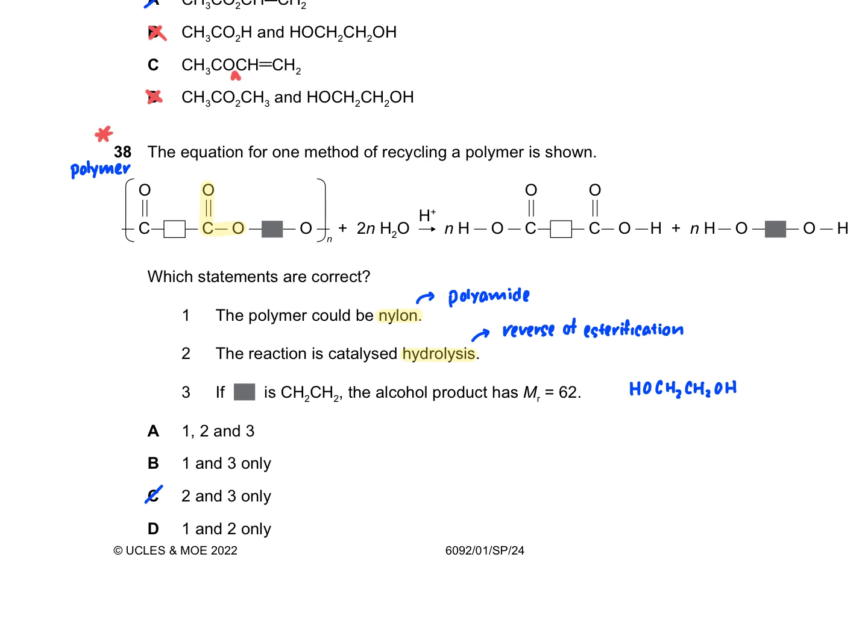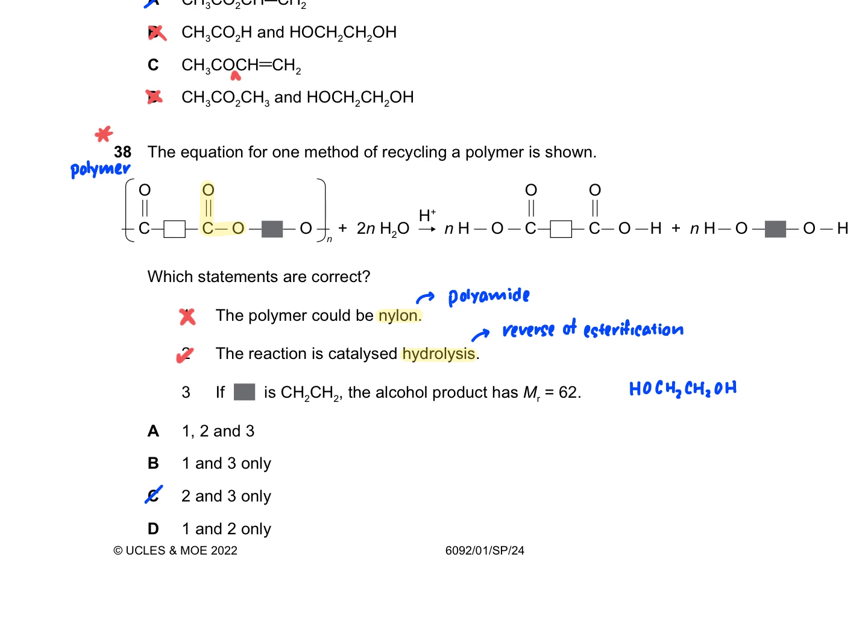So let's take a look at the three statements. The polymer could be nylon. Nylon is the example for polyamide. So one is wrong. The reaction is catalyzed hydrolysis. Yes. So this is from an ester back to the acid and the alcohol, which is called hydrolysis. So this is indeed hydrolysis.